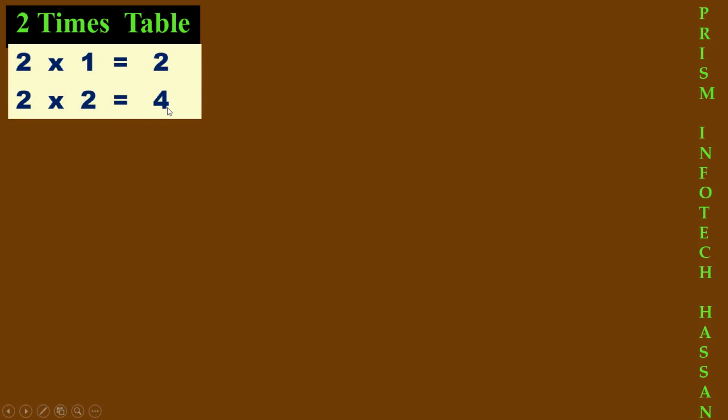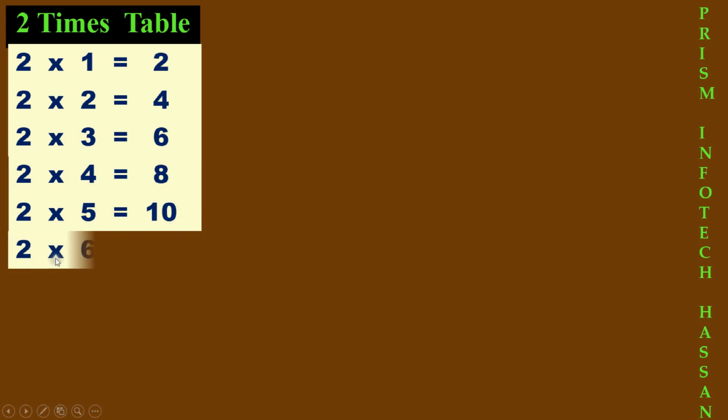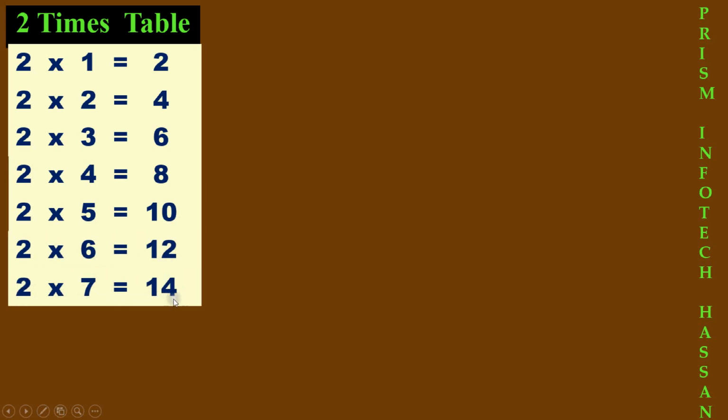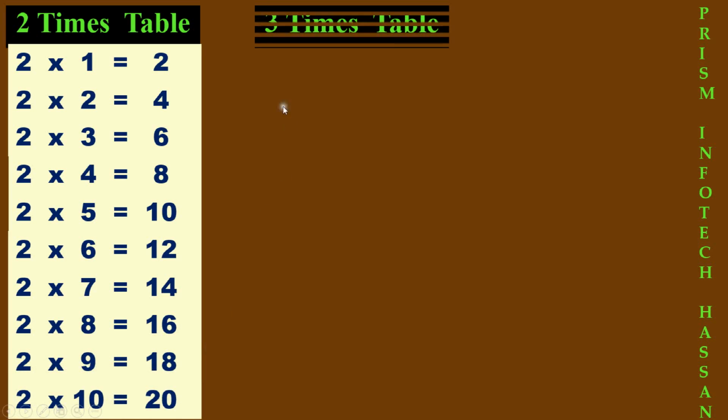2 times table. 2 times 1 is 2. 2 times 2 is 4. 2 times 3 is 6. 2 times 4 is 8. 2 times 5 is 10. 2 times 6 is 12. 2 times 7 is 14. 2 times 8 is 16. 2 times 9 is 18. 2 times 10 is 20.